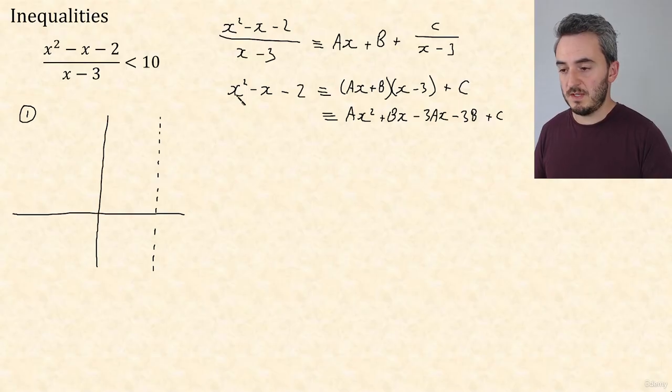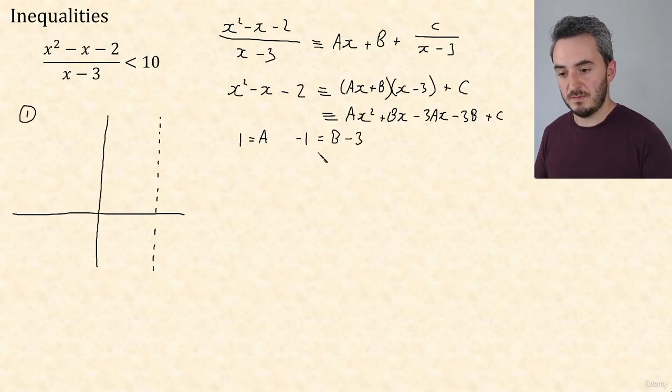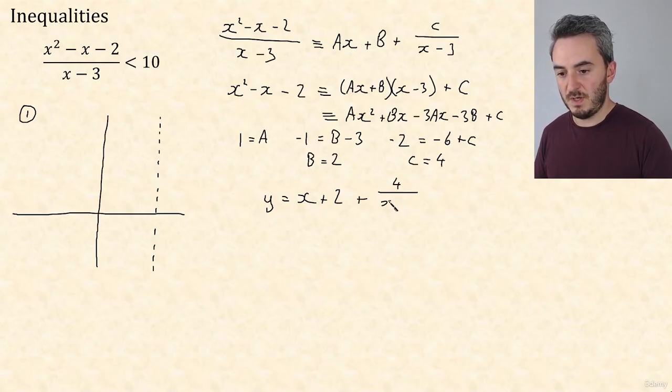So x squared on the left is 1, x squared on the right is a. So a is 1. x on the left is minus 1, x on the right is b minus 3a. And a is 1, so that's just minus 3, and that gets me b is 2. Constants on the left is minus 2, constants on the right is minus 3b, so that's minus 6 plus c, and that gets me c is 4. So my expression is y equals 1x plus 2 plus 4 over x minus 3.